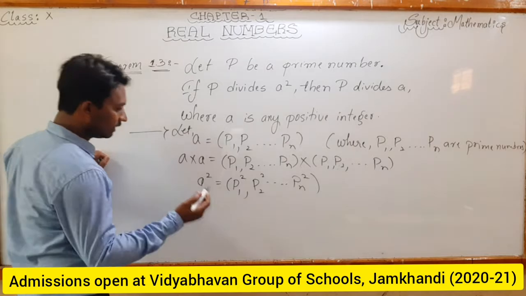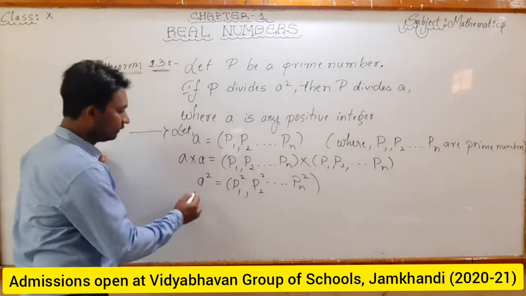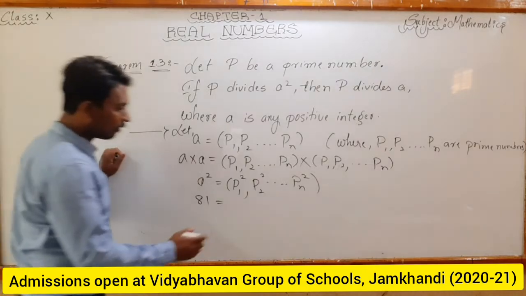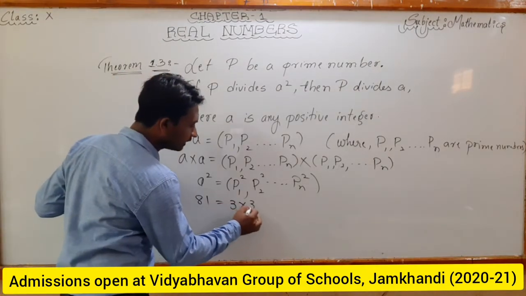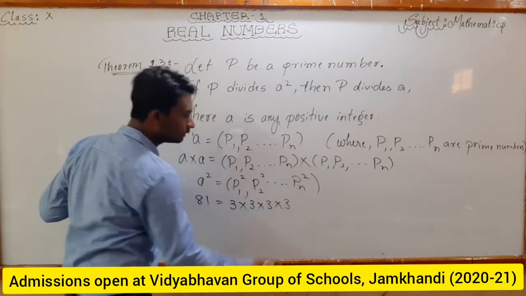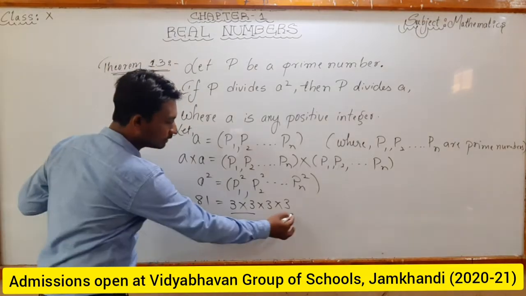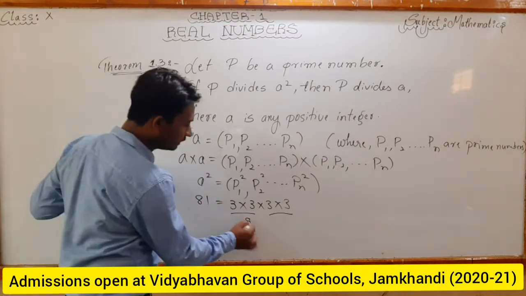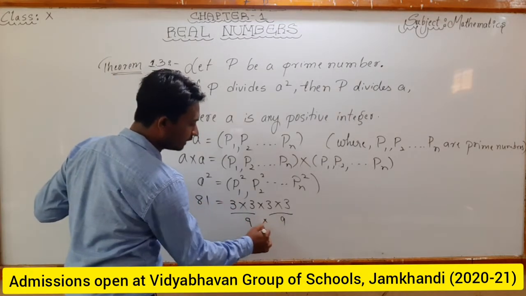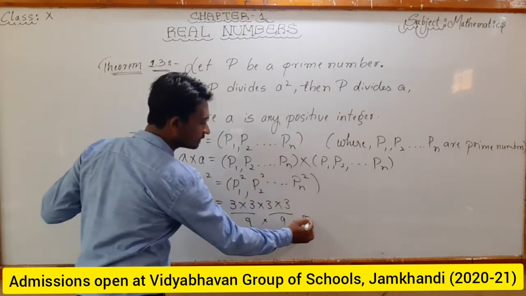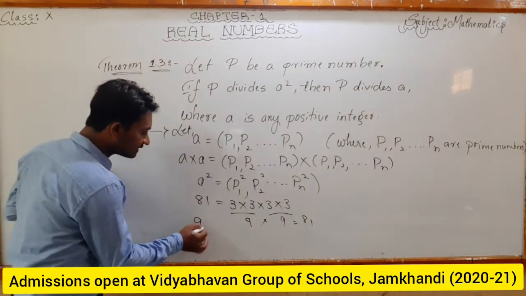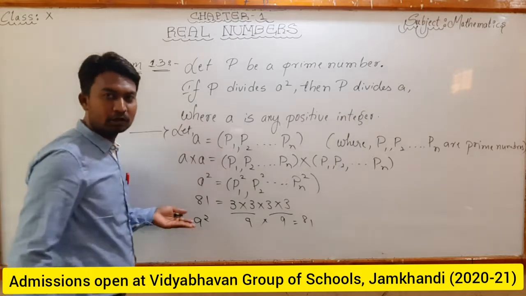Let us take the example 81. This 81 we can write in the form of 3 into 3 into 3 into 3. 3 threes are 9, 3 threes are 9, and 9 into 9 is 81. Remember that, and this 81 we can also write as 9 square.